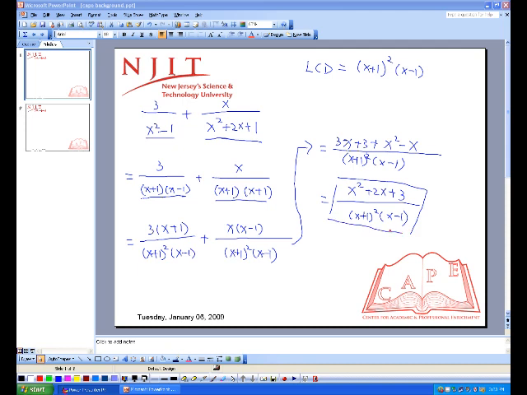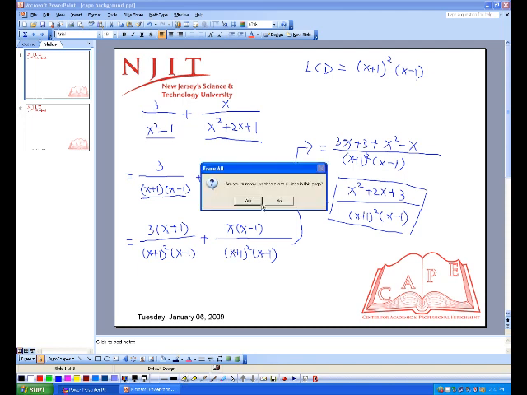Okay, so if we review the steps, the first step is to find the least common denominator. The second step is to convert both rational expressions into fractions with the same denominator, which is the least common denominator. Once you convert the denominators into the least common denominator, then you can add or subtract the numerators. So that's the steps. Let's look at another example.